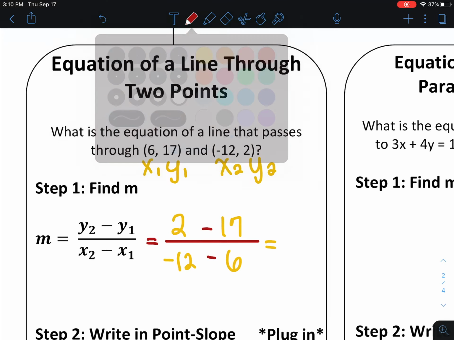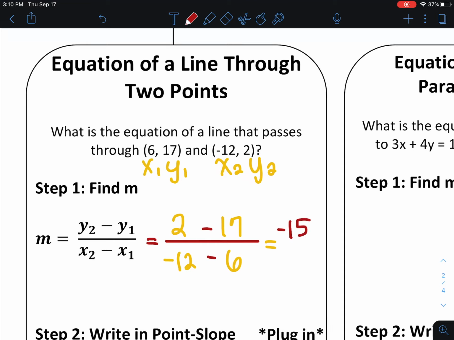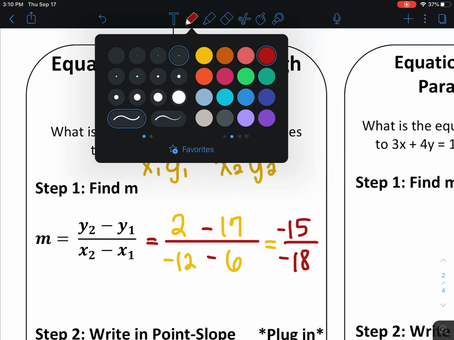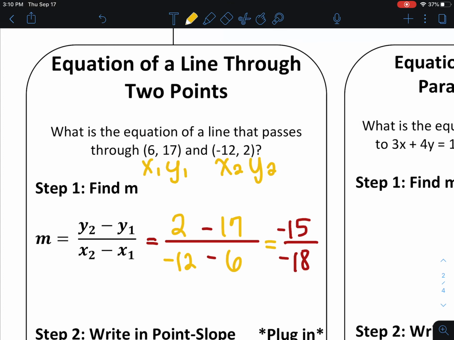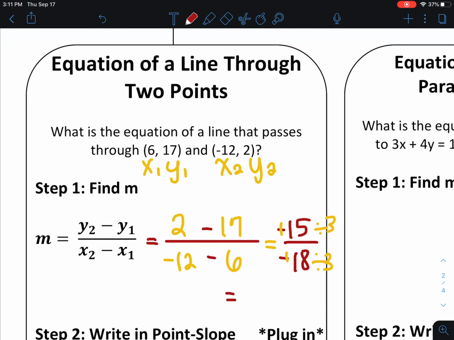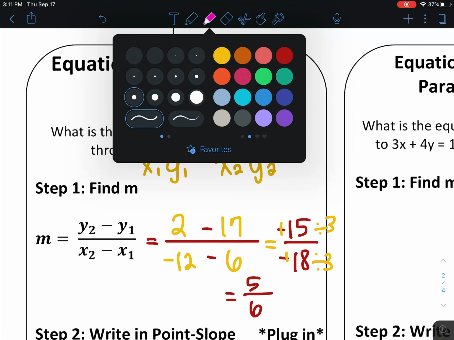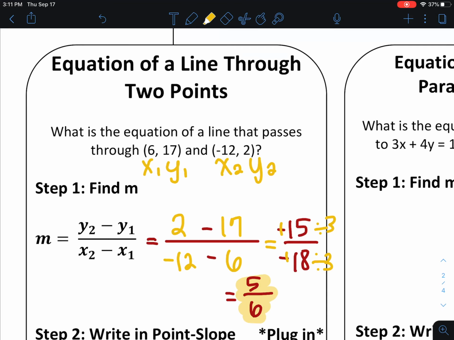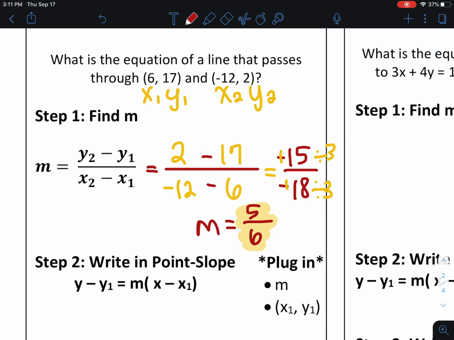All right, now what does that equal? Well, 2 minus 17 is negative 15. Negative 12 minus 6 is negative 18. Okay, you might be tempted to be like, oh, I'm done. But nope, this is not in simplest form. For one thing, I see a double negative. Let's get rid of that. And then the other thing, 15 and 18 are both divisible by 3. They're both multiples of 3. So I can divide both of these by 3. And then that will leave me with 5 over 6. That is my slope. So that's the slope. All right, moving on.